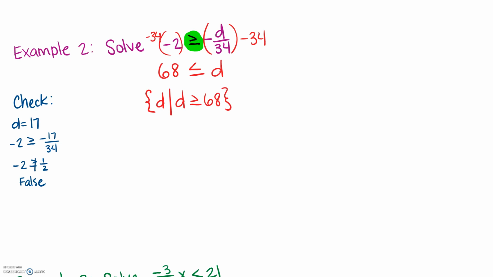Now let's try one that is larger than 68. So d is equal to 102. I'll have -2 is greater than or equal to -102 divided by 34, which is -3. In this case, -2 is greater than -3, so that is true.